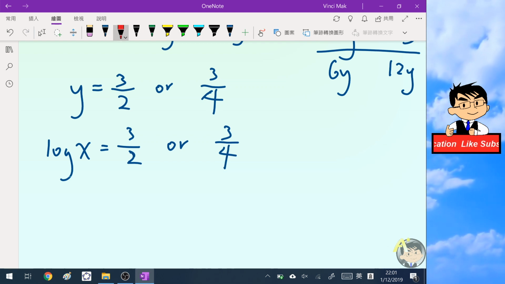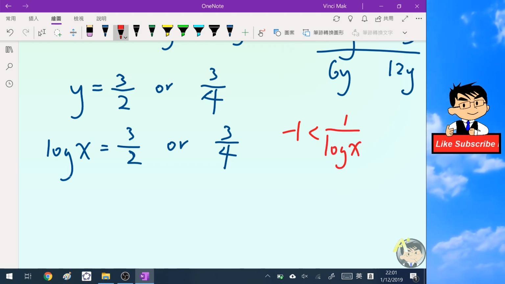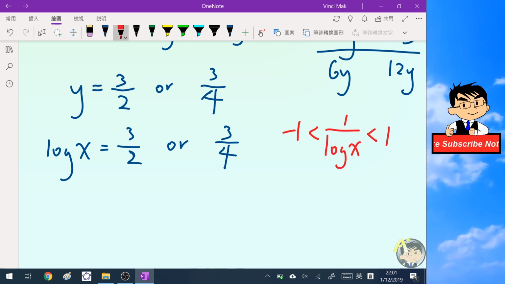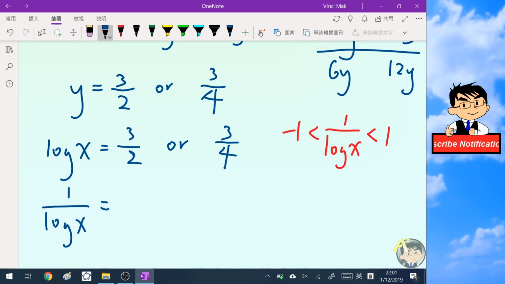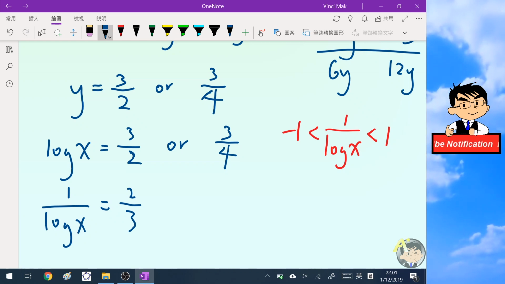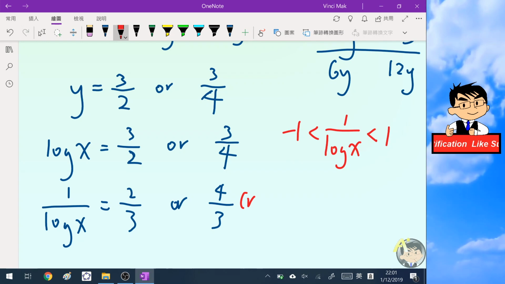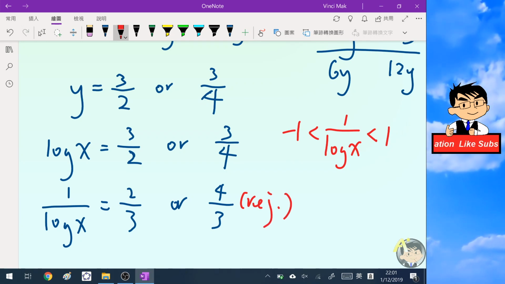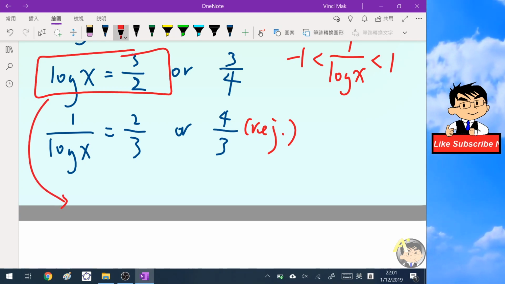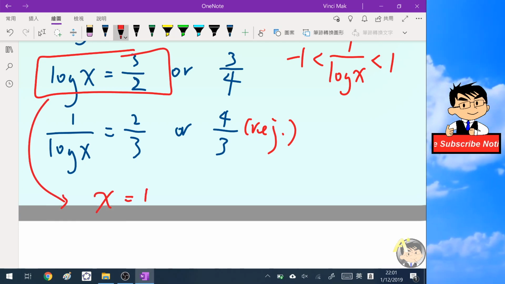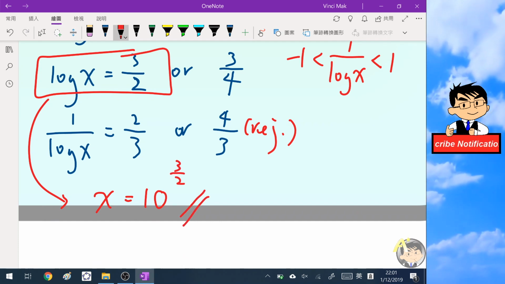So remember our range of 1 over log x should lie between minus 1 and 1. So now I flip over the left hand side, 1 over log x. So the fraction will become 2 over 3 or 4 over 3. So we will reject the second solution. So now we are only concerned about the first one, and then we know that x will equal 10 to the power of 3 over 2. So this is the final answer.